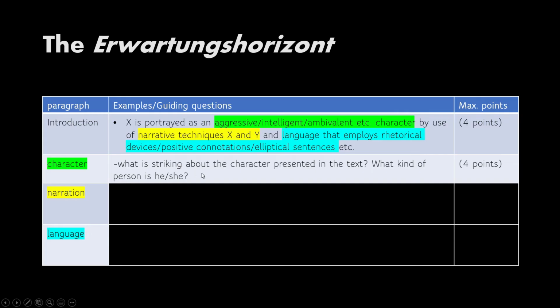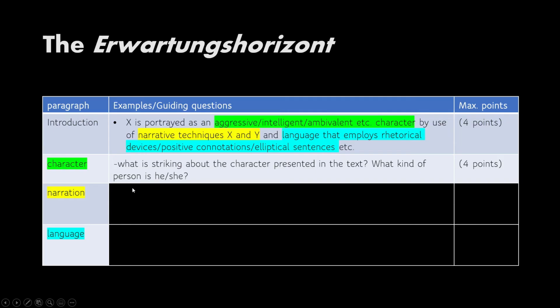This part usually has a number of good adjectives. So he's aggressive, intelligent, ambivalent, whatever, intellectual, sophisticated, whatever. So you need adjectives, and these adjectives you need to prove by giving a quote or a reference to the text where the person does something, for example.